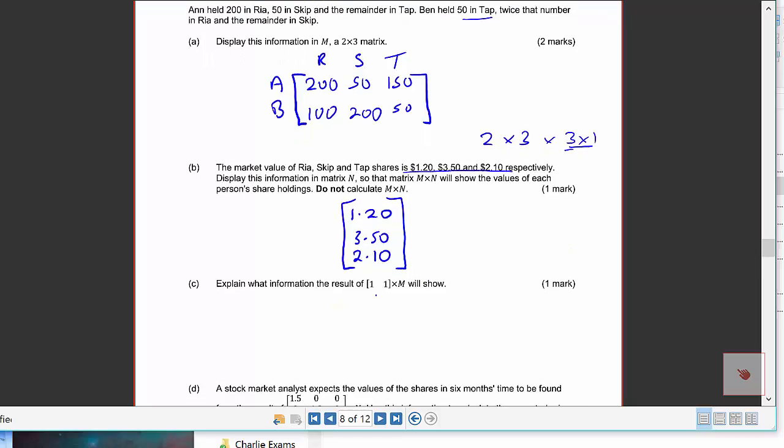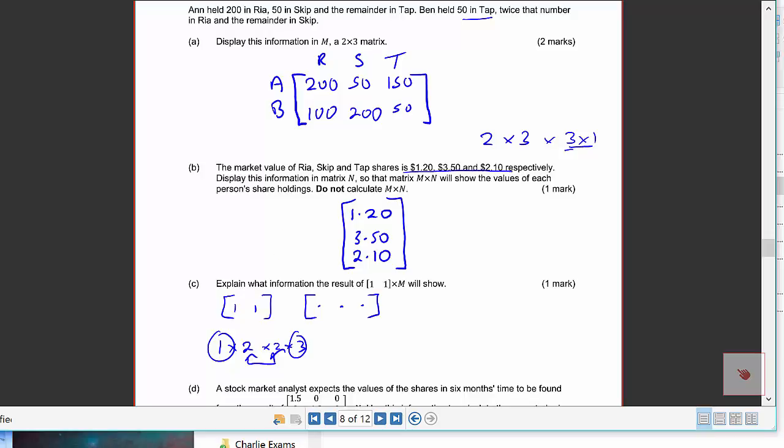Explain what information the result of L times M will show. Well, let's think about L for a moment. That is a 1x2 matrix. We know this one is a 2x3 matrix, so the product of that is going to be 1x3. So that's going to actually be like this.